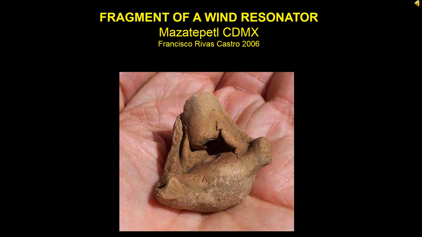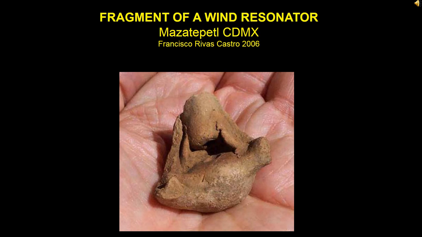In 2006, I was able to analyse the first fragment of a wind resonator that was found on the surface of an archaeological site located at the top of a hill called Massatepetl, Cerro del Venado or Judío, south of Mexico City, by archaeologist Francisco Rivas Castro.